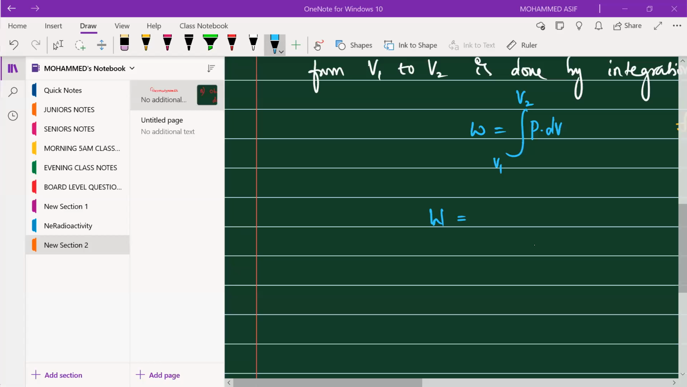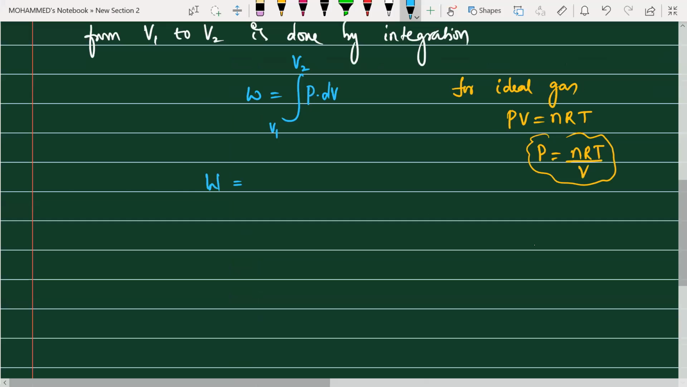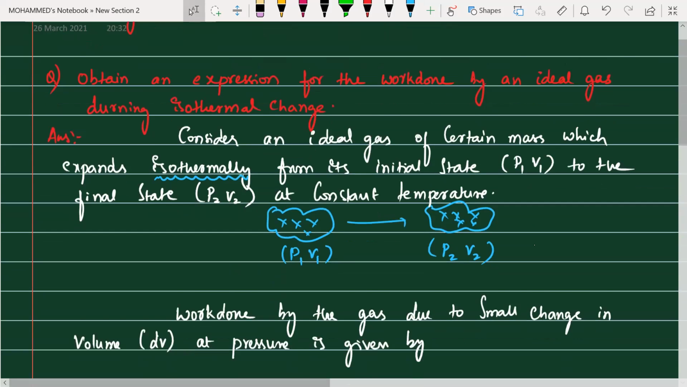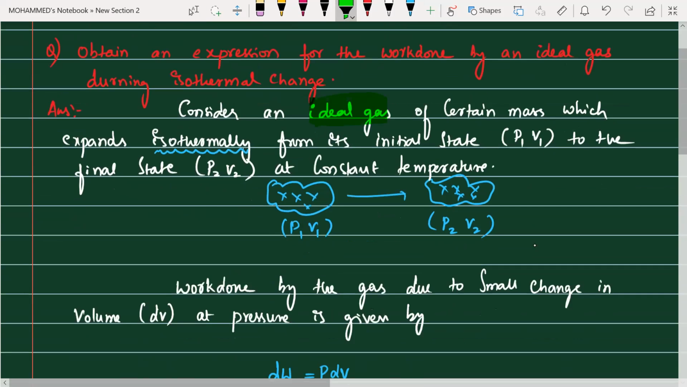Okay, so what we are doing right now: obtain an expression for the work done by an ideal gas during an isothermal change. For this, we are considering an ideal gas of a certain mass, which expands isothermally from the initial state P1 V1 to P2 V2. At what temperature? Constant temperature.